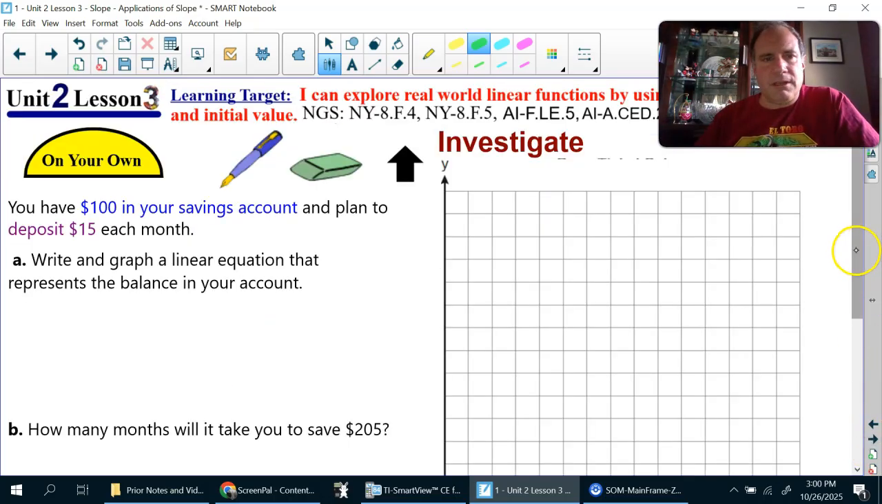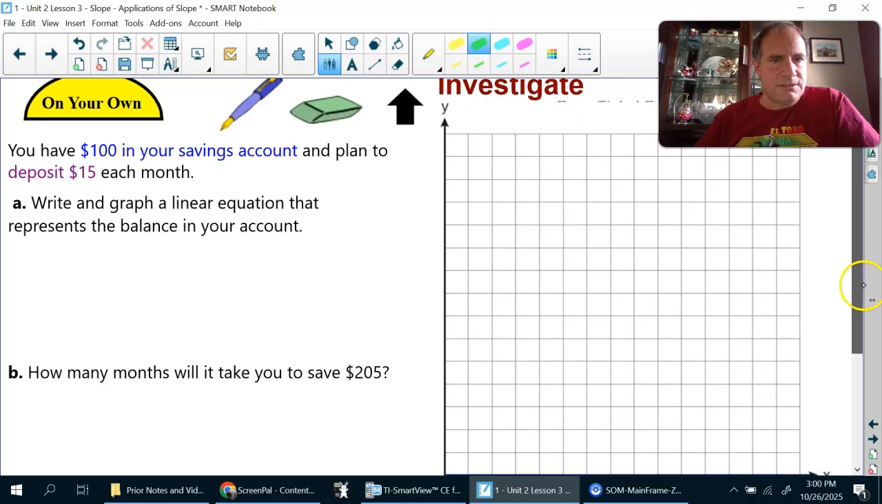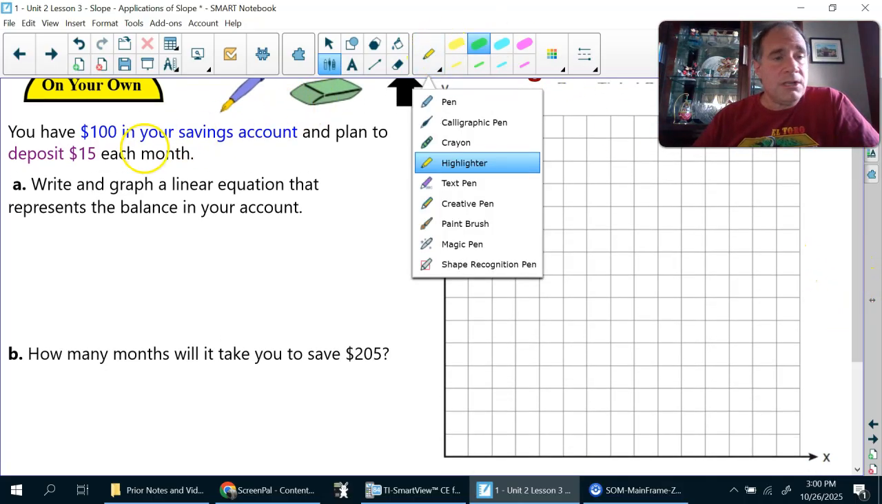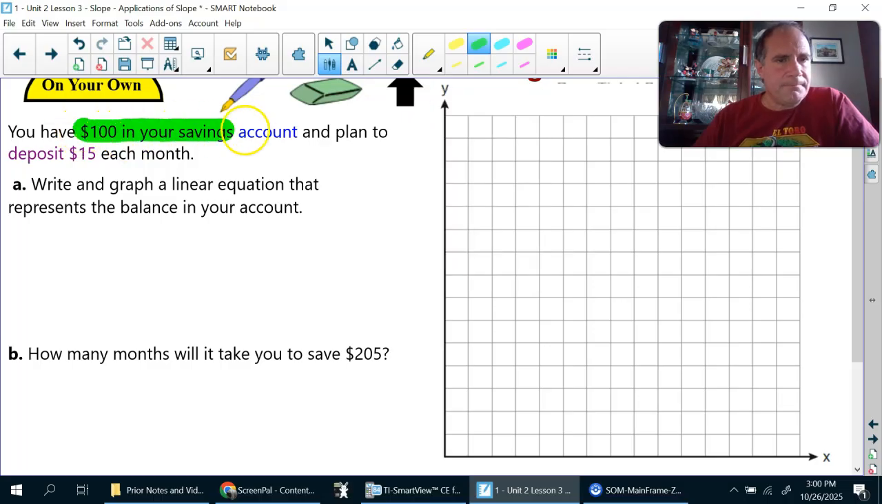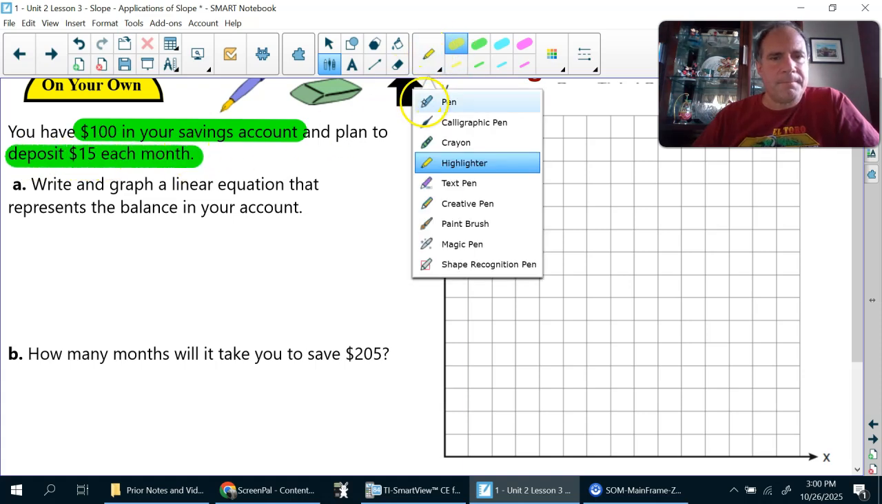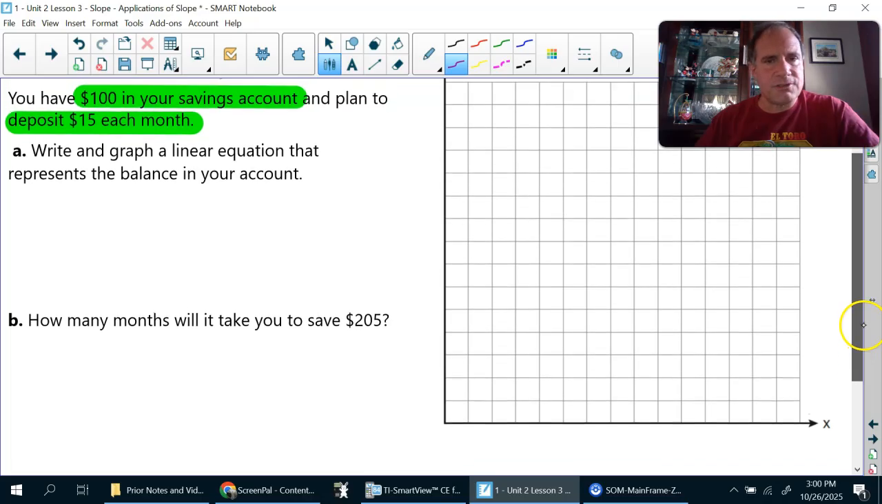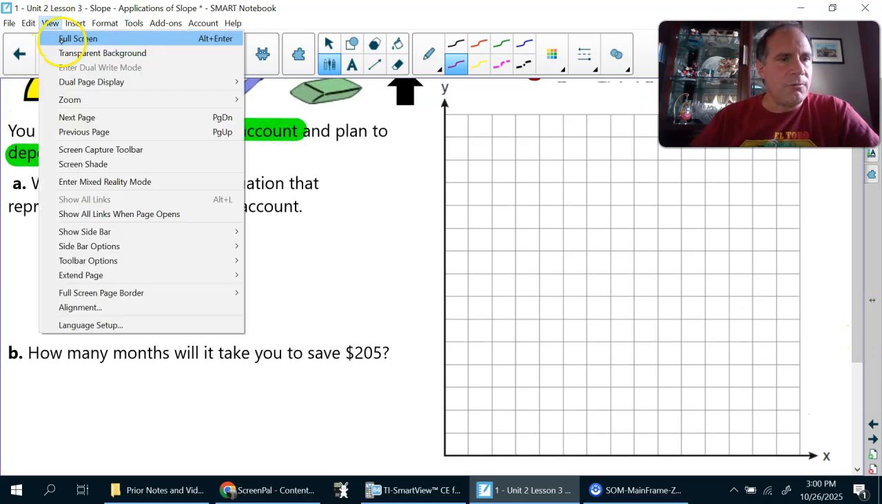All right, so here we go. Here's $100 in the savings account and plan to deposit $15 each month. I'm going to do some highlighting. Depositing $15 each month. So with the way you set up the graph, if you set it up this way, you will never get anything wrong. Just remember, you do need to identify what the x represents and what the y represents.